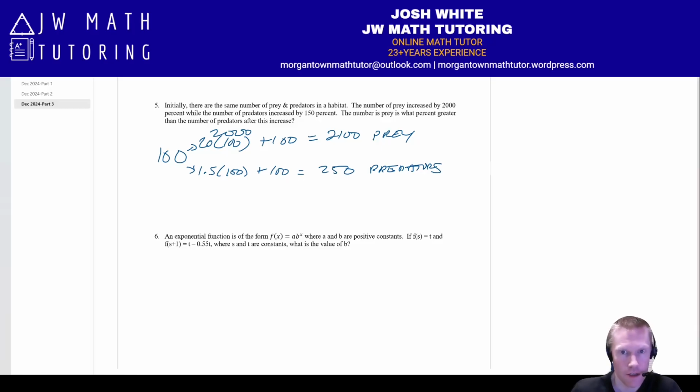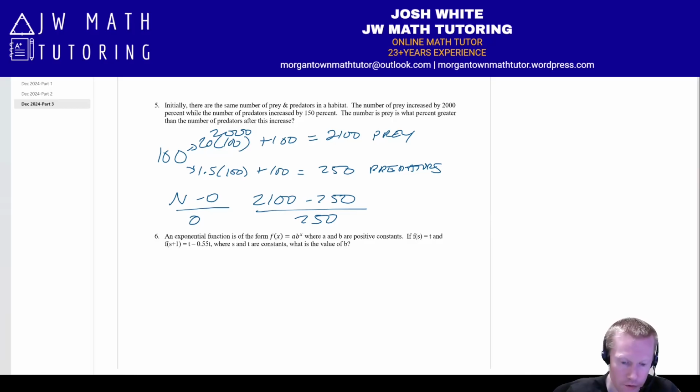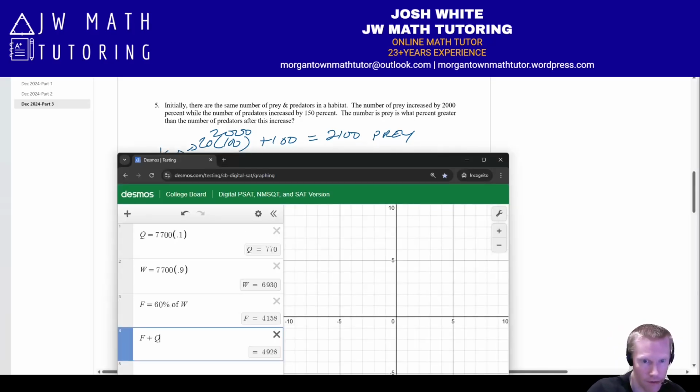Now, it's asking the number of prey is what percent greater than the number of predators. So essentially, we're finding a percentage increase or a percentage change, so to speak. And the formula is new minus old over old, or new minus original over original. Since we're saying prey is what percent greater than predators, I'm going to do 2100 minus 250 over 250. And then, of course, multiply it by 100% to turn it into a percentage. So this you could just go to Desmos and work it out.